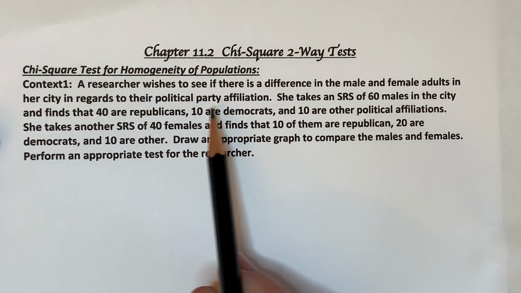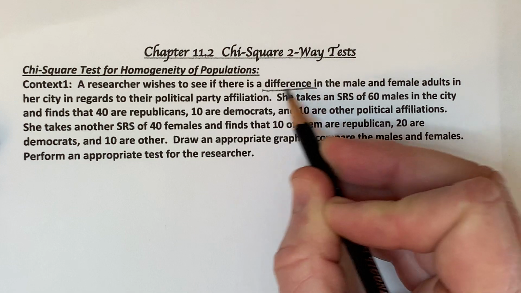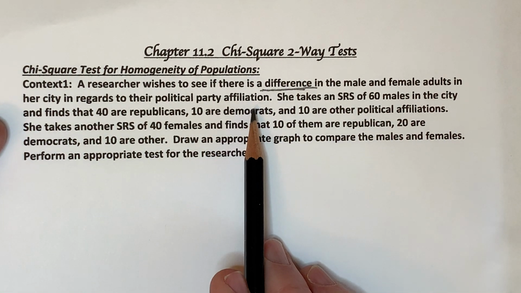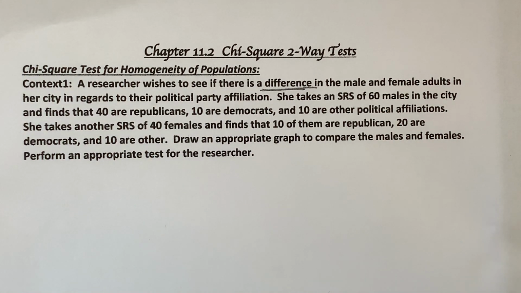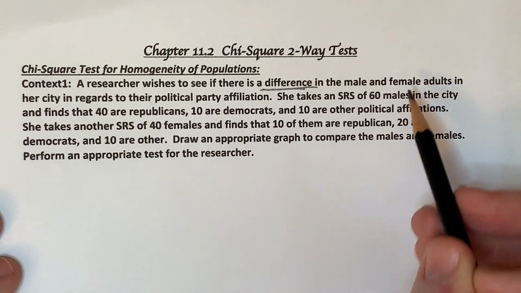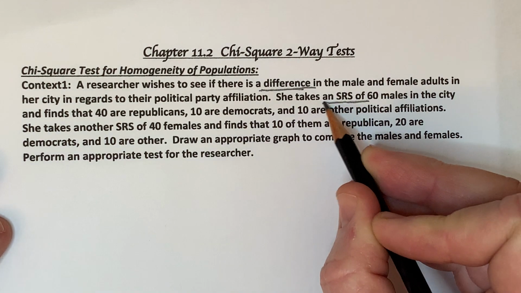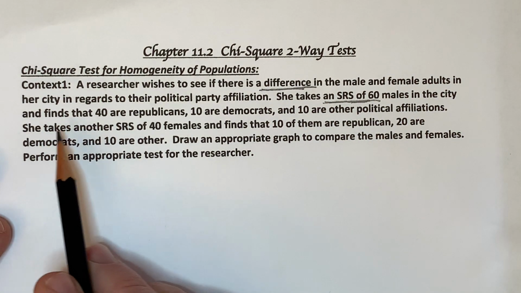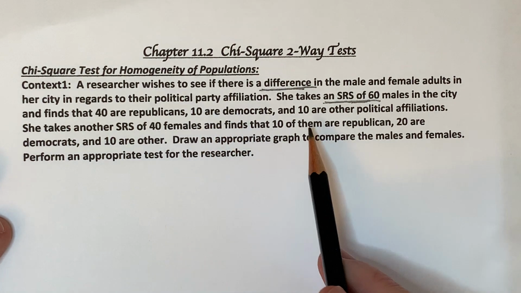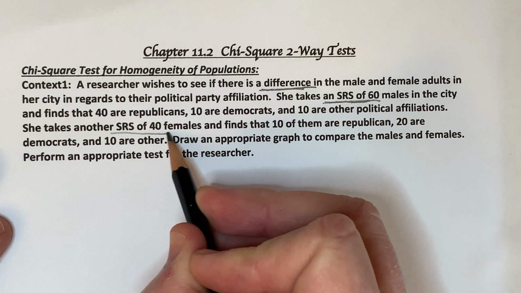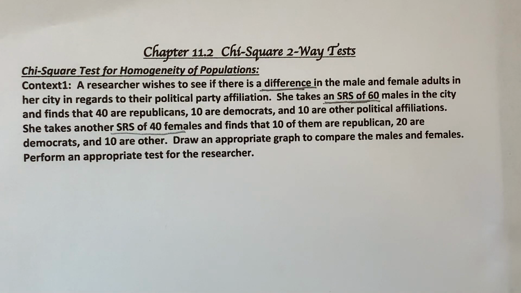It says a researcher wishes to see if there's a difference. There's a key word. There's a difference in the male and female adults in the city in regards to political party affiliation. So that is a categorical variable. And we're dealing with two different populations here, the males and females of this city. She takes an SRS, that's certainly a big deal to us. It means we have a good unbiased sample of 60 males in the city, and finds 40 are Republican, 10 are Democrats, and 10 are other political affiliations. She takes another SRS of 40 females and finds that 10 of them are Republican, 20 are Democrat, and 10 are other.